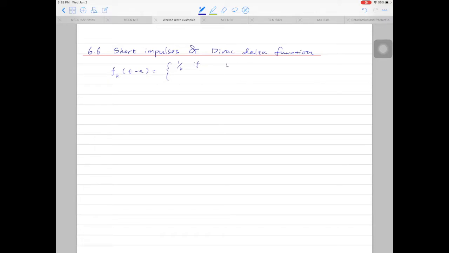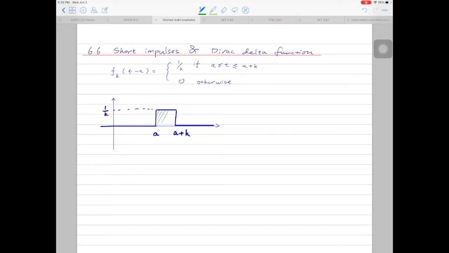Say f_k(t minus a) is the equation, which is equal to 1 over k if it's in the range between a and a plus k. It's zero otherwise. Then how does it look if we draw that in a graph? Initially, the curve stays at 0 until it reaches a. And at a, there's a sharp increase to the value of 1 over k. And it stays at 1 over k until it's at a plus k value. Then it goes back to 0.